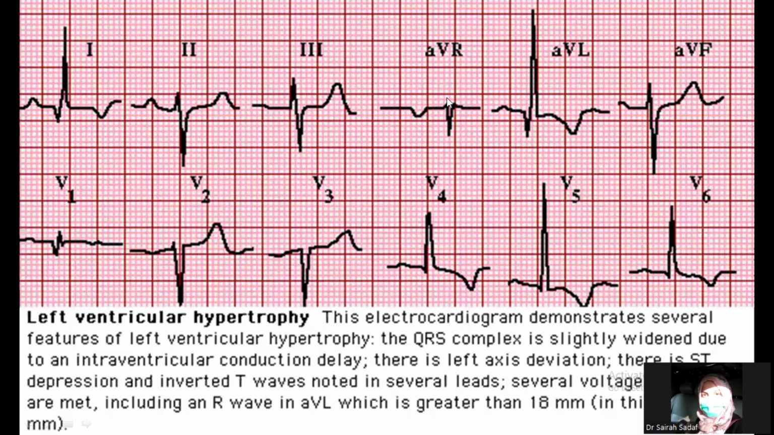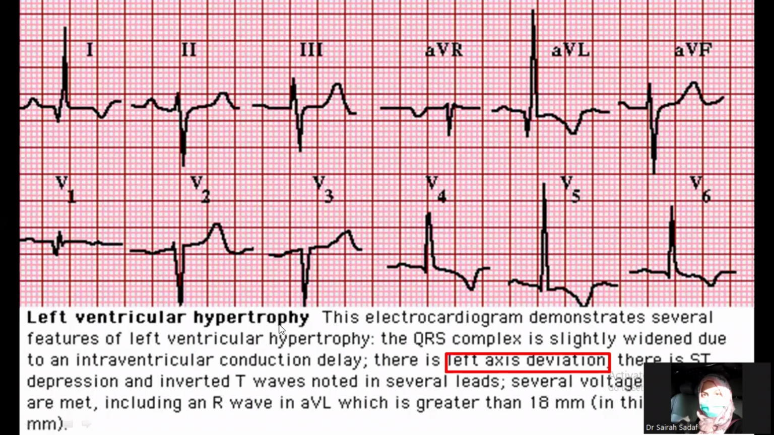Okay? Look at this ECG. It has the following findings. First of all, it has left axis deviation. And interestingly, it is pathological. We have a positive here, a negative here in aVF. It is a left axis deviation, and this is pathological.